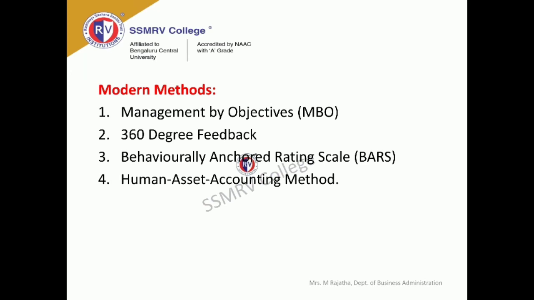Hope you have all understood the traditional methods. Next we will move on to the modern methods. The modern methods of performance appraisal are as follows. The first one, management by objectives. The second one, 360-degree feedback. Third one, behaviorally anchored rating system, asset accounting method.